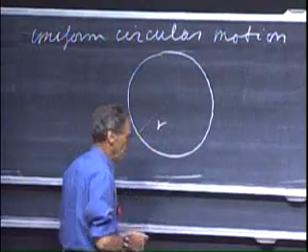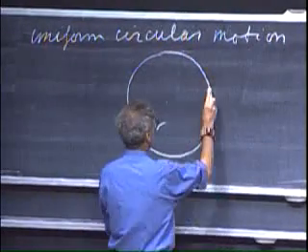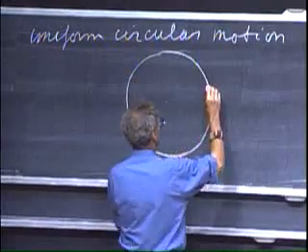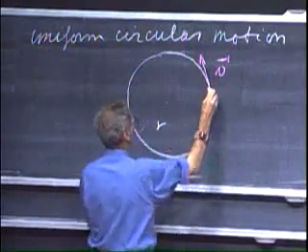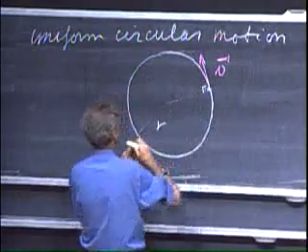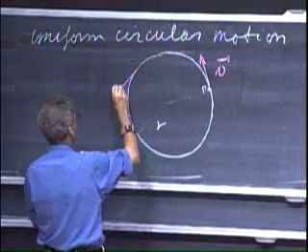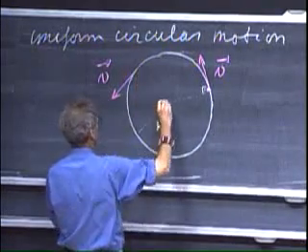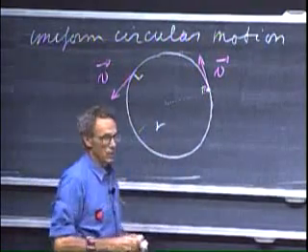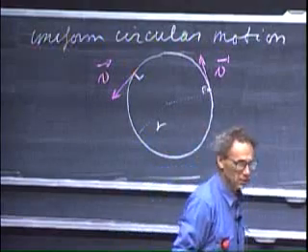has radius r. When the object is here, this is the velocity. It's a vector, perpendicular. And later in time, when the object is here, the velocity has changed, but the speed has not changed.